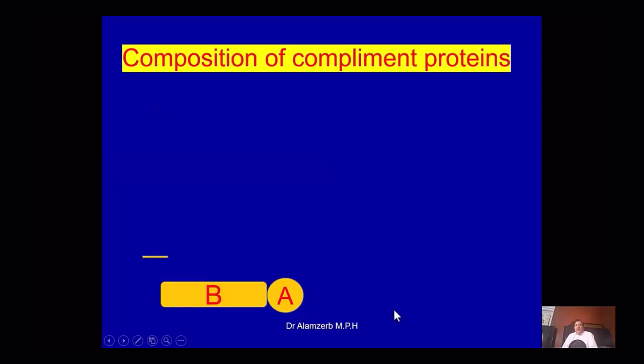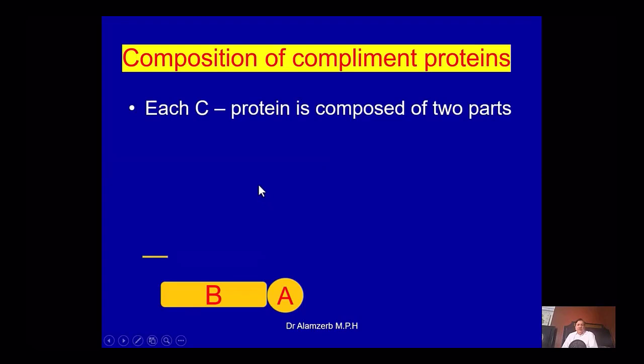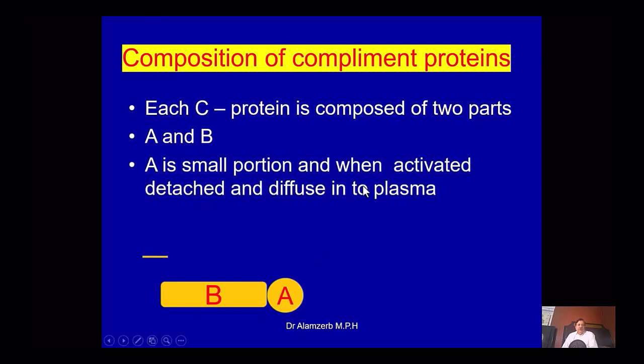Composition of complement proteins. Each complement protein is composed of two parts, A and B. When it is in inactive status, it has two parts, A and B. The B part is the large part and the A part is the small portion of the complement protein. A is the small portion, and when activated, it detaches and diffuses into the plasma.